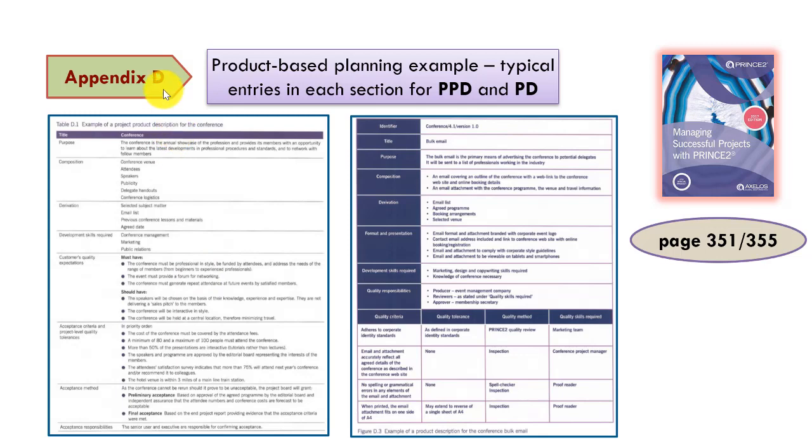Appendix D. This gives you a product-based planning example, complete with the product breakdown structure and product flow diagrams. What I want you to do, however, is to tab up pages 351 and 355. On 351, you have an example of a project product description, PPD, and here on 355, a product description. Why is this helpful? I'll tell you why you should put tabs in these, because if you get a question that talks about the type of information under a particular heading, you've got some examples here and it might clarify and make all the difference between you swiftly finding the right answer. Similarly here for a product description.